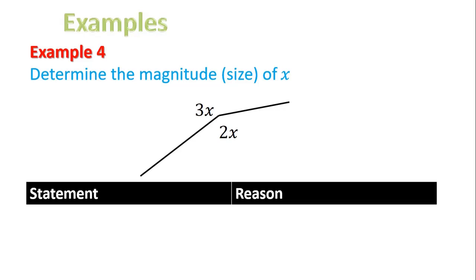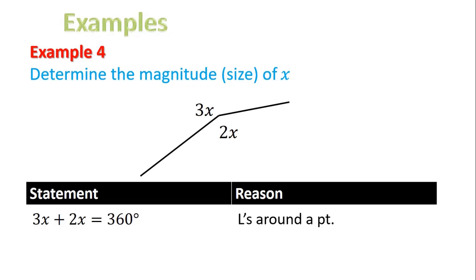We know that if we add all the angles around a point together, it must come to 360 degrees. So 3x plus 2x will give you 360 degrees. All of the angles around a point added together will give you 360 degrees. Very nice. What is my reason? Well, my reason is angles around a point.